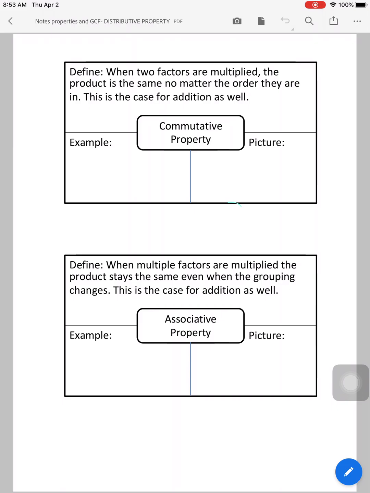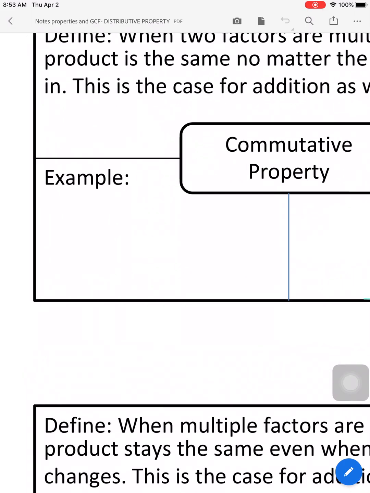Alright, so commutative property is defined as when two factors are multiplied, the product is the same no matter the order they are in. And this is also the case for addition. So there's a commutative property of multiplication and there is a commutative property of addition. So I am going to write an example for both.